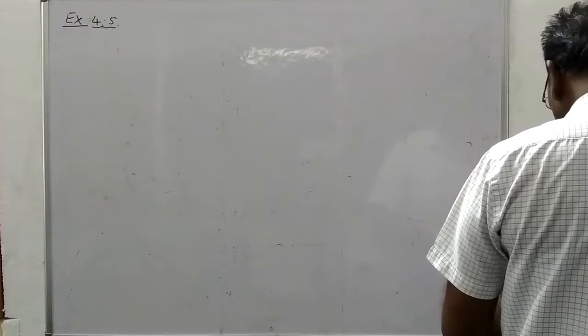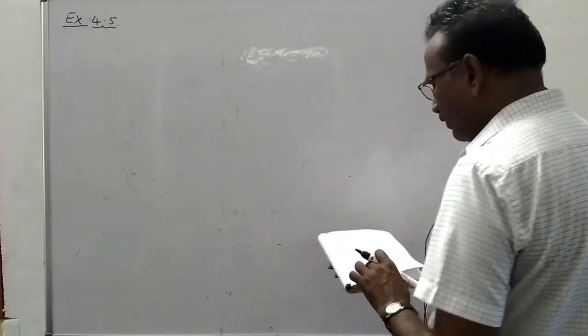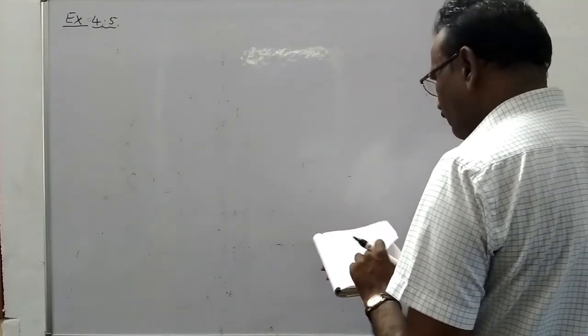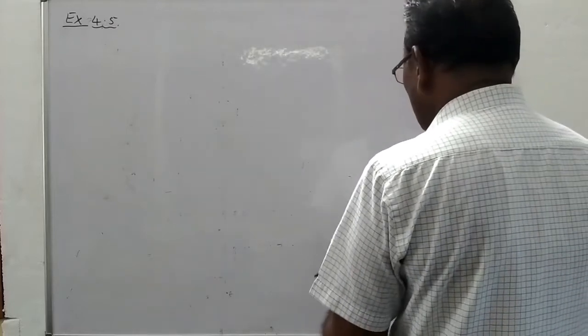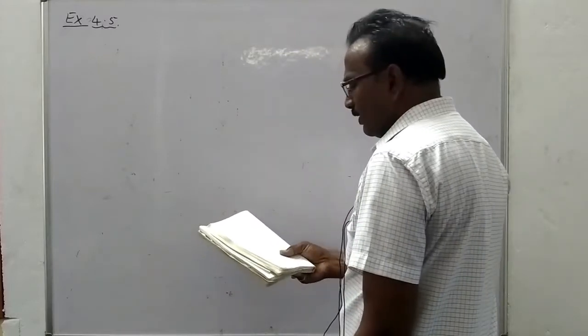Next, questions number 3 and 4. Verifying A into adjoint A: you find adjoint A first, multiply with A, so adjoint of A into A equals determinant of A into I. So verify that. Next, find the inverse of each of the matrices given in 5 to 11.